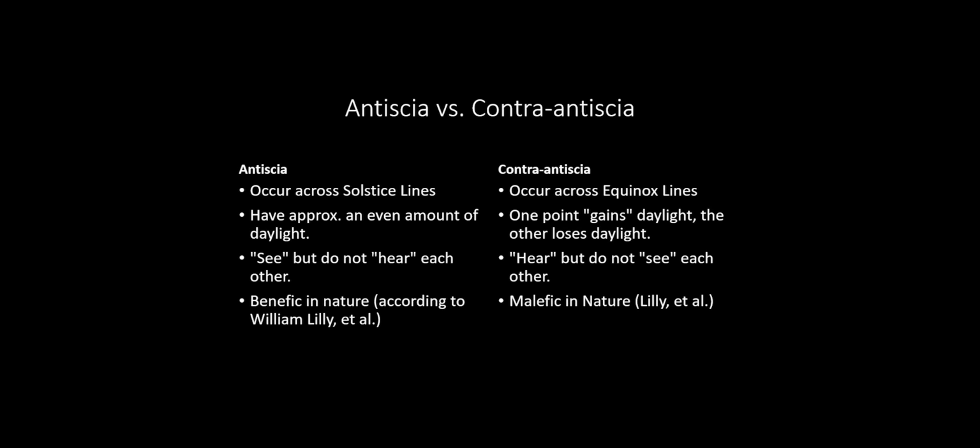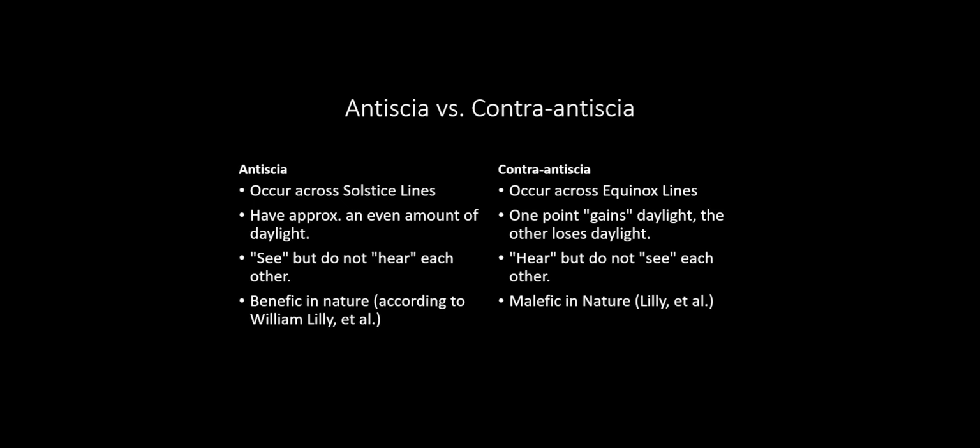Antiscia degrees see each other, but do not hear each other. They evoke an immediate response between the 2 celestial bodies or points involved, usually a pleasant, unexpected surprise for reasons that may not be immediately understood. These 2 placements can also check each other, forcing one planet to take the other into consideration, even if the themes and expositions of that planet are very different or foreign to the other body. Remember, Antiscia points have the same amount of daylight as each other, giving each other equal power.